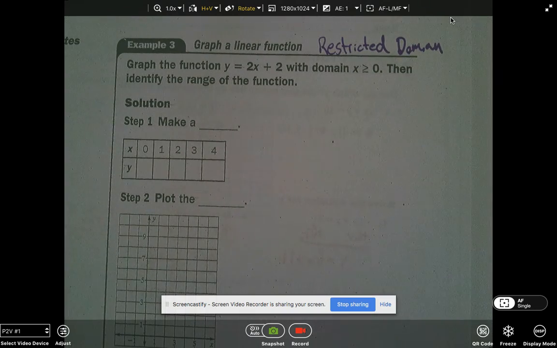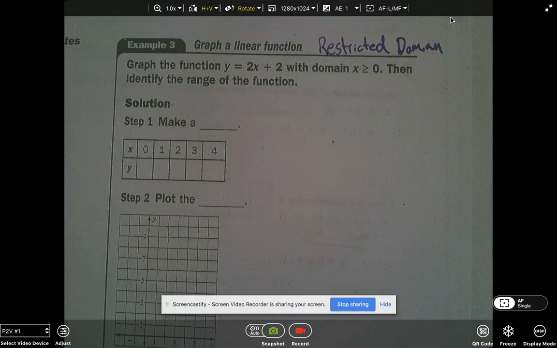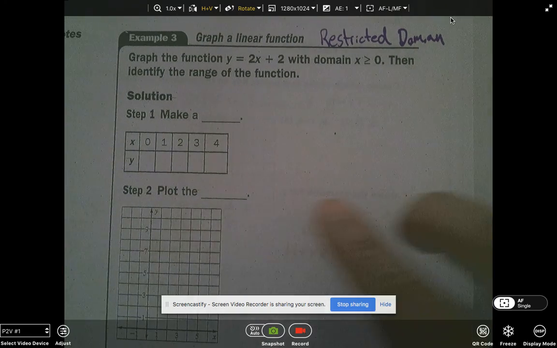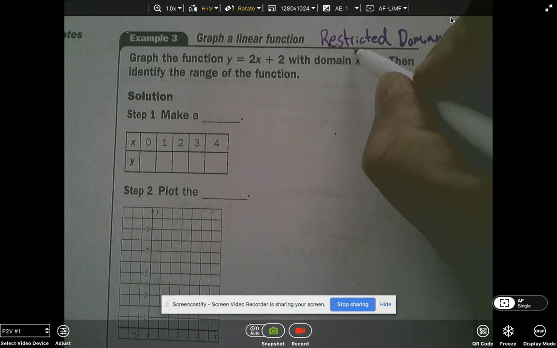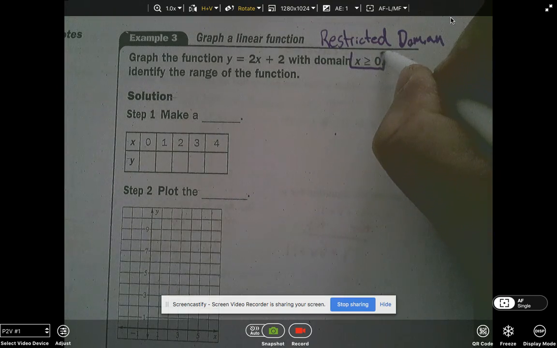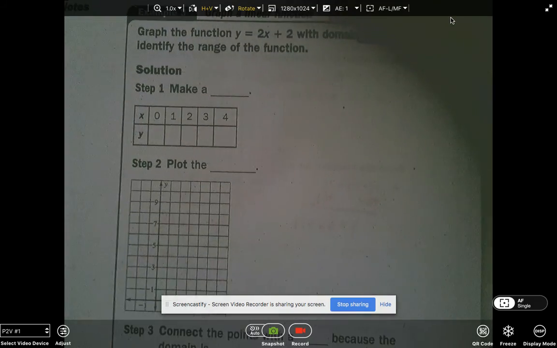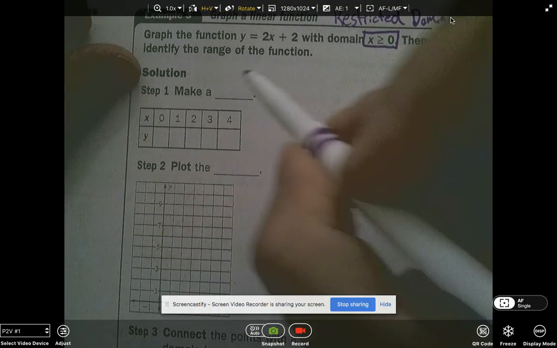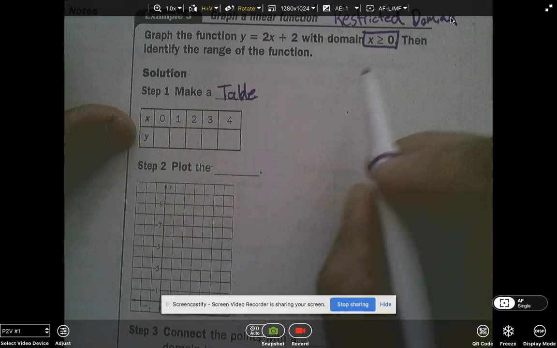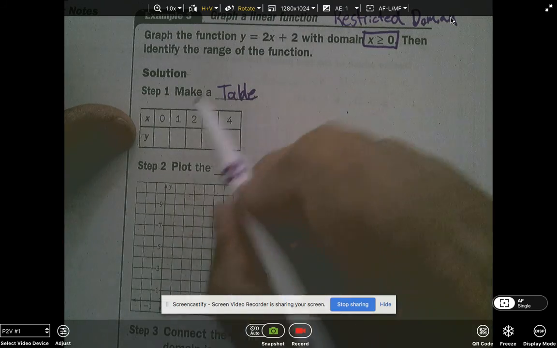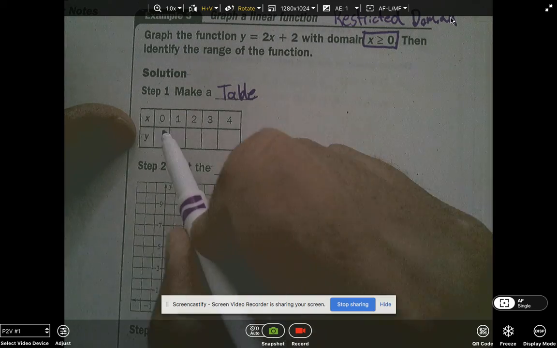And in today's example, we're going to graph a linear function, but the domain is restricted. All right. So it's 2x plus 2, and the domain is x is greater than or equal to 0. Okay. So the first thing we're going to do is step 1, make a table. So I'll plug in these x values, our domain values. So you're going to get 0 times 2 is 0 plus 2 is 2.